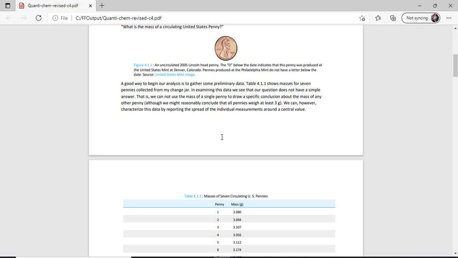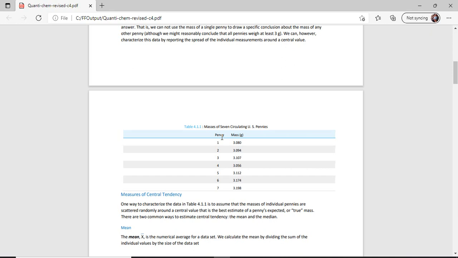Okay, in examination of this data, we see that the question does not have a simple answer. Okay, that is, we cannot use the mass of a single penny to draw a specific conclusion about your mass of any other nga mga penny. Although we might reasonably conclude that all pennies weigh at least 3 grams. We can, however, characterize this data by reporting the spread of individual measurement around the central na value. So you have here a table of all the 7 penny nga nakuha ya sa change jar. Therefore, ang iyang average or ang mostly nga weight sa mga penny is greater than 3 grams.